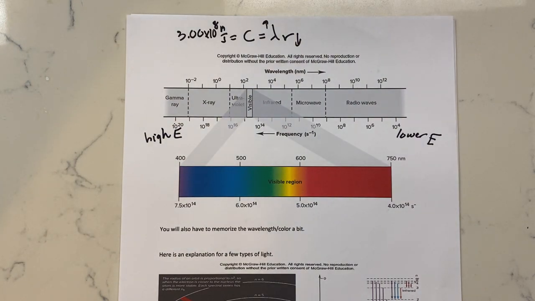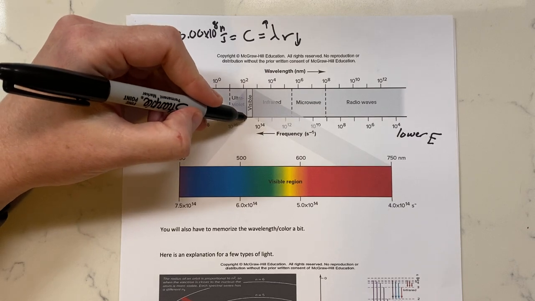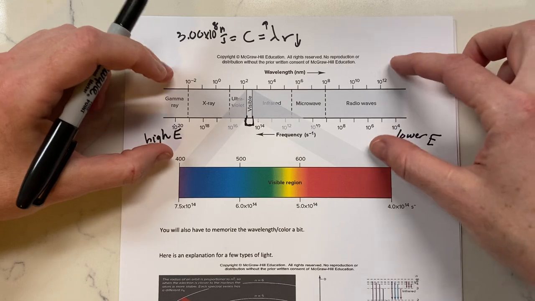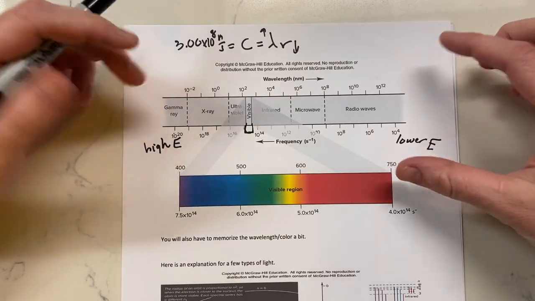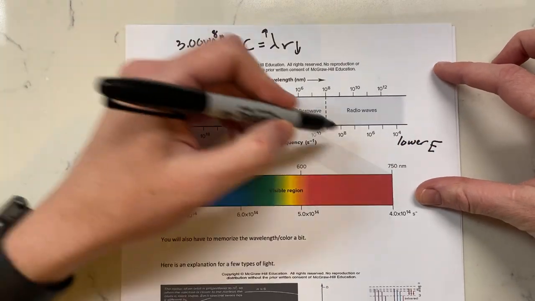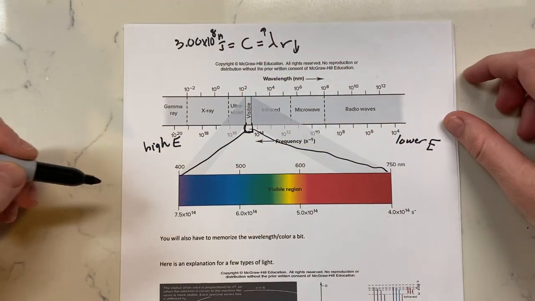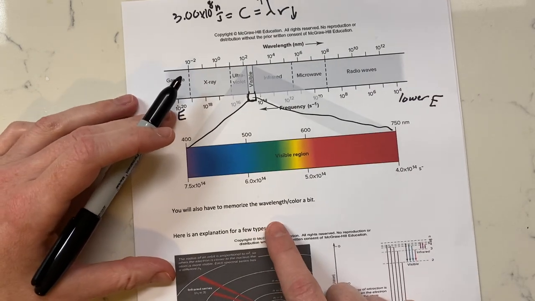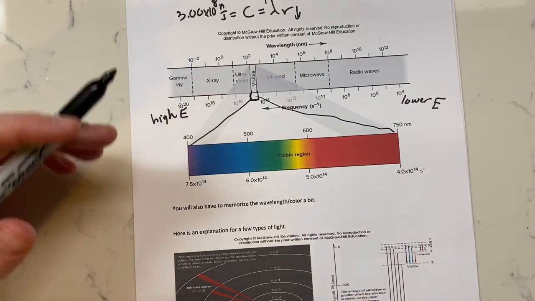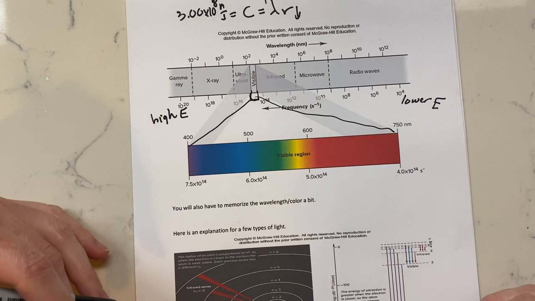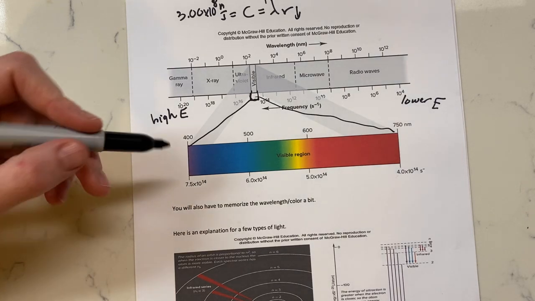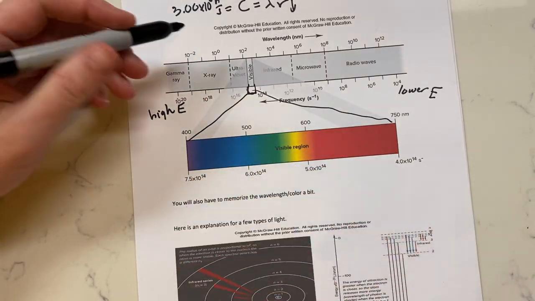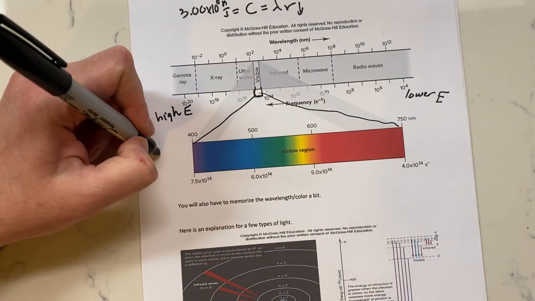So visible light, however, is just this tiny little spot right here. And again, all these waves are traveling at 3.00 times 10 to the 8 meters per second. So visible light's just this tiny little part of the spectrum right here. And what I do want you to memorize here is the wavelength and color. And I just say a bit because it's good to have a general idea of what's going on. First, think about the fact that this guy over here is going to be higher energy, because again, I told you going this way will be higher energy, high frequency, high energy. So this is a high energy.